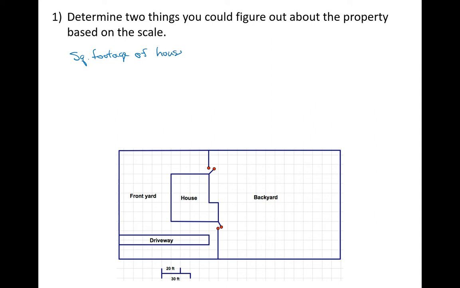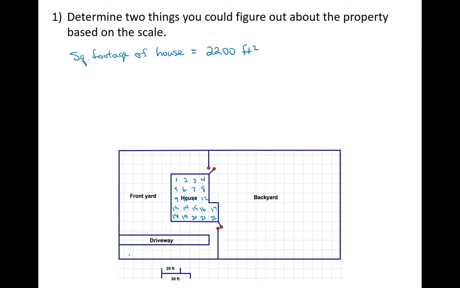We know that each one of those squares is 100 square feet. It's 10 by 10. Let's see, 1, 2, 3, 4, 5, 6, 7, 8, 9, 10, 11, 12, 13, 14, 15, 16, 17, 18, 19, 20, 21, 22. So we think this house square footage is about 2,200 square feet. That's a fairly normal house, a little bit on the large side, not huge.